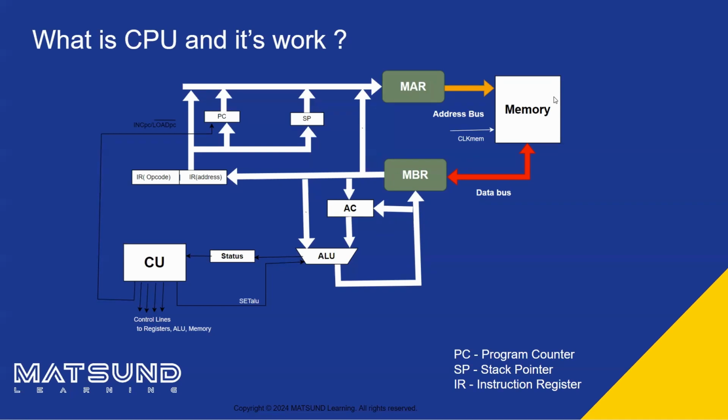The ALU uses data from memory or registers to perform calculations or logical operations. The result of the operation is stored back in the memory. The CU controls the data flow with the ALU and status. The CPU continuously performs a cycle of fetching, decoding, executing, and storing the result.